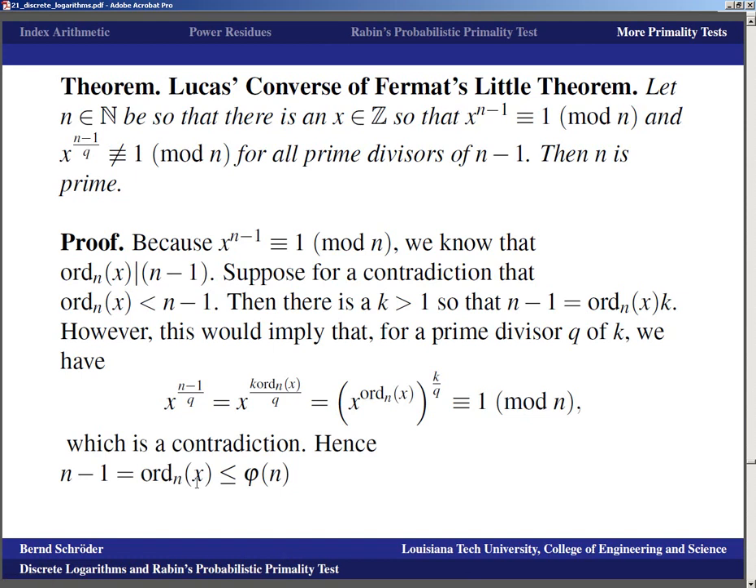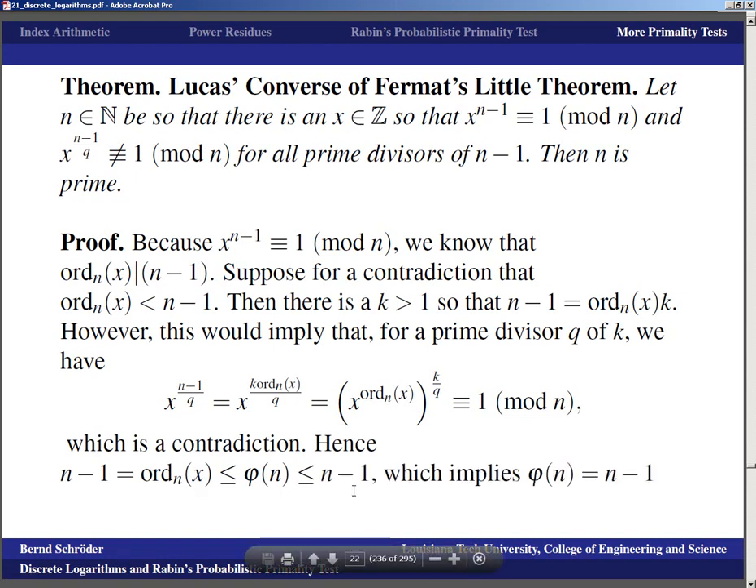But the order of x modulo n, of course, is less than or equal to phi of n, and phi of n itself is less than or equal to n-1. That means that phi of n is equal to n-1, and that means that n must be prime, because only prime numbers are such that phi of the number is equal to the number minus 1.